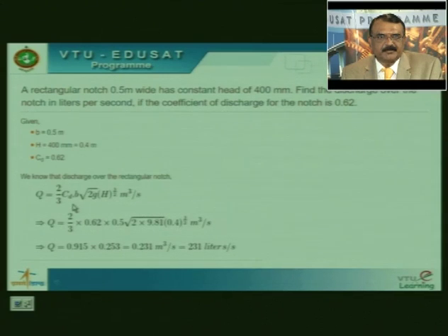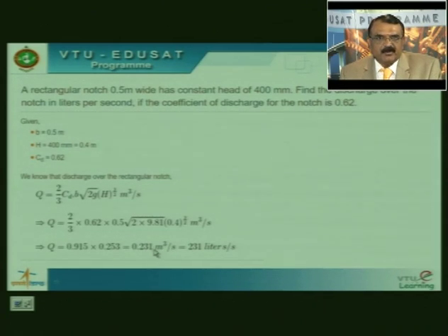Consider the discharge equation. Q is equal to 2/3 CD root 2G L H raised to 3/2. Now, what is the data given in the problem? 2/3 is constant, CD is 0.62 and L is 0.5, root 2G is constant and H is 0.4. All the data is given in the problem. Kindly substitute these values and find the value of Q, which is in meter cube per second. This is 0.231 meter cube per second.